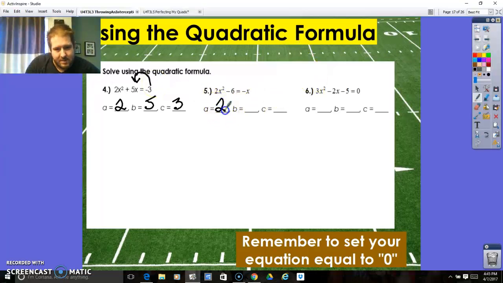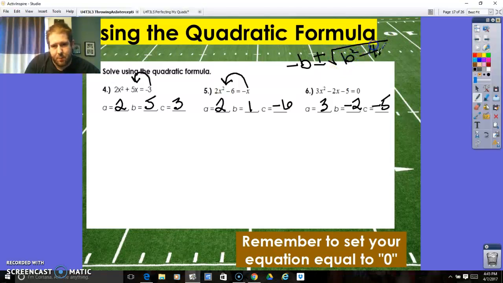So question number 5, this is 2. This is going to be positive 1 for B and negative 6 for C. This one's going to be 3 for A and negative 2 for B and negative 5 for C. That one was already set equal to 0. Now I'm ready to plug things into the quadratic formula, which is negative B plus or minus the square root of B squared minus 4AC divided by 2A.